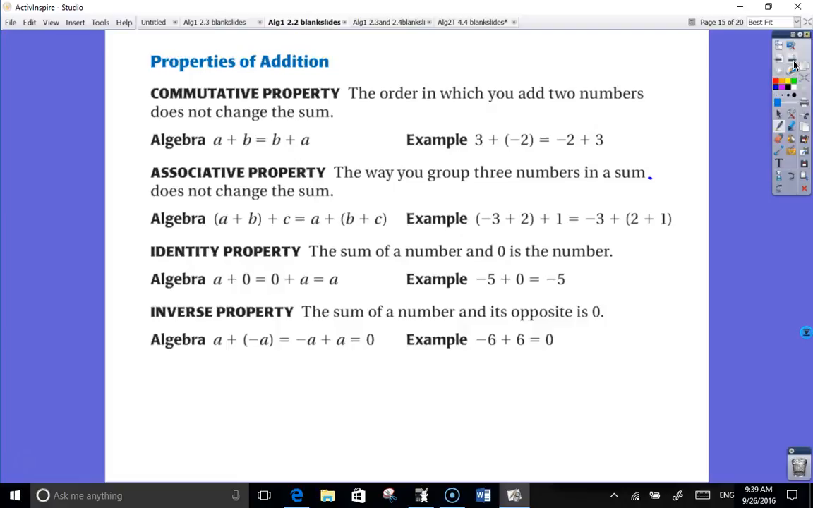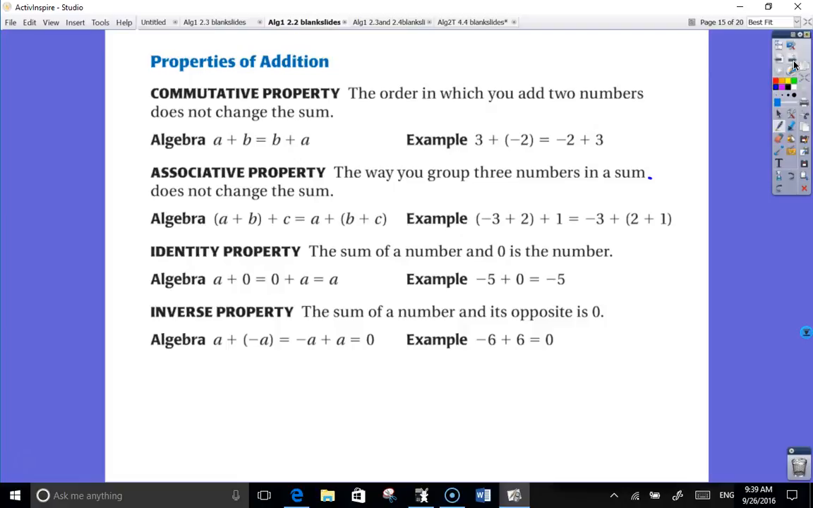Okay, A plus 0 equals 0 plus A. That's commutative property. But A plus 0 equals A. If you add 0 to anything, what do you get? The same thing, right? And so 0 is what they call the additive identity element.